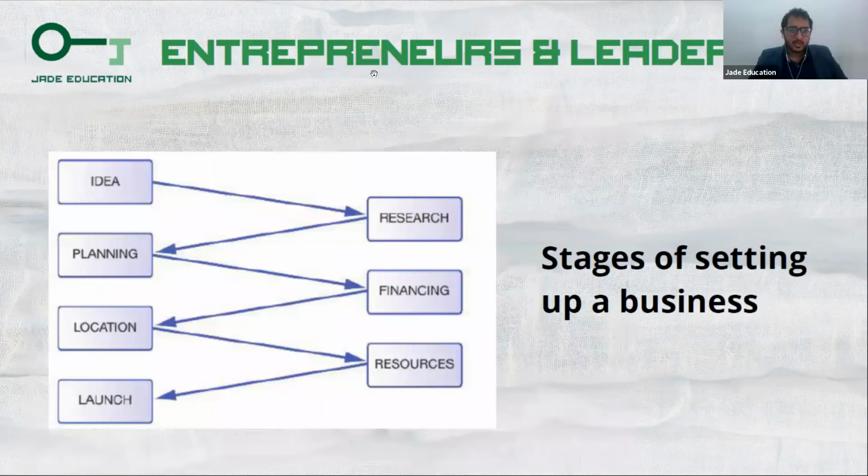Entrepreneurs and leaders, we're coming towards the end, guys. The entrepreneurs and leaders section, we don't have too much in here. There's very few things that are very important. You can refer all the others. There are stages of setting up a business. So you need the idea. You have to do some research, plan it out, get the money, because you can't do it without that. Only with the plan, you can get the money. Without the plan, you can't go to a bank and approach it for money. Get the money, go find a location, go find your suppliers and resources, launch. Simple as that. Have your stages set.